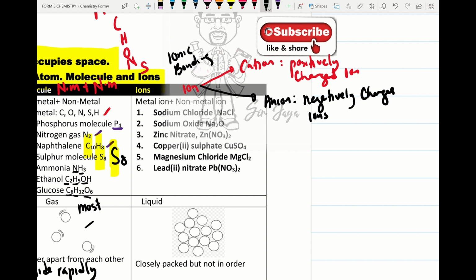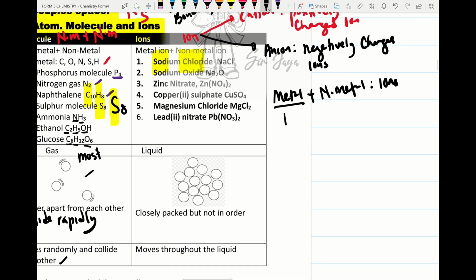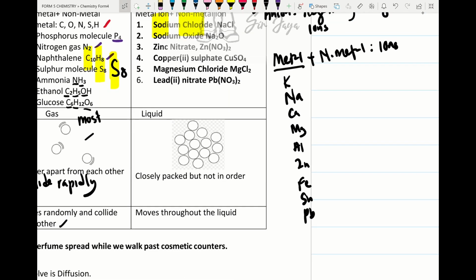So ionic bonding. When we have metal plus non-metal, please remember this formula: when metal plus non-metal, the type of particle present is ion. Please remember the famous metal list. These are the metals that students must remember.